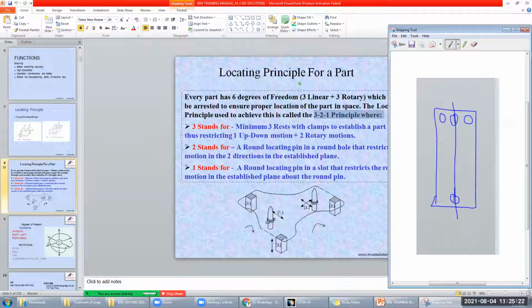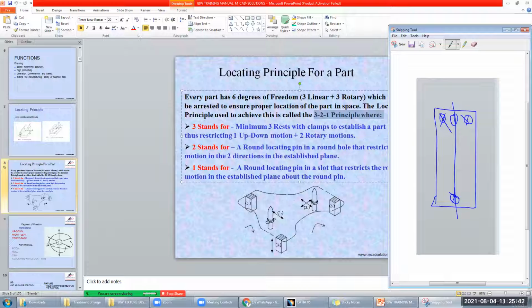And along this axis, this part can rotate. But if you add 3 non-collinear supports, it will create a plane. And by using that plane, our workpiece or panel object will be stable. That's why minimum 3 supports, if the part is small.